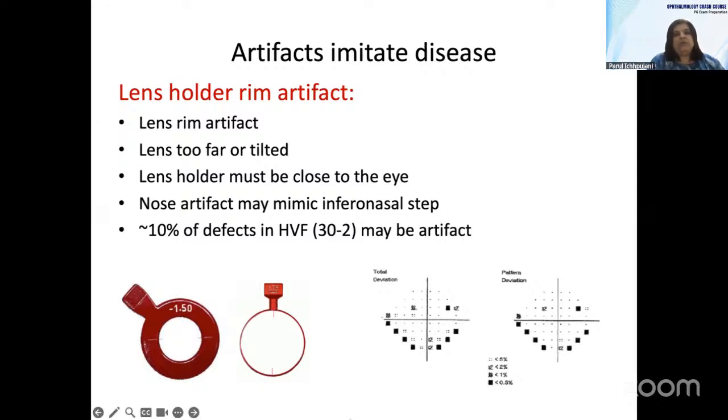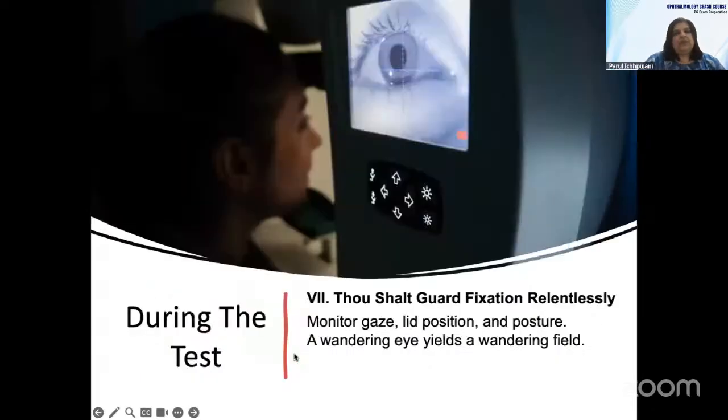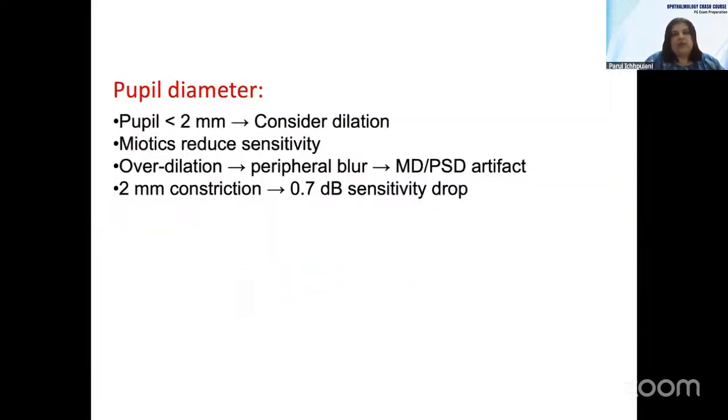Always remember, with most modern machines we get a set of thin lenses. If you're not able to find a lens, please don't substitute it with a trial frame lens. All these thin rim lenses are the ones that we have to use for perimetry. During the test, the technician should monitor the gaze, the lid position, and the posture. A wandering eye yields a wandering field. Most machines have a small window wherein you can see whether the patient has a wandering eye or not.